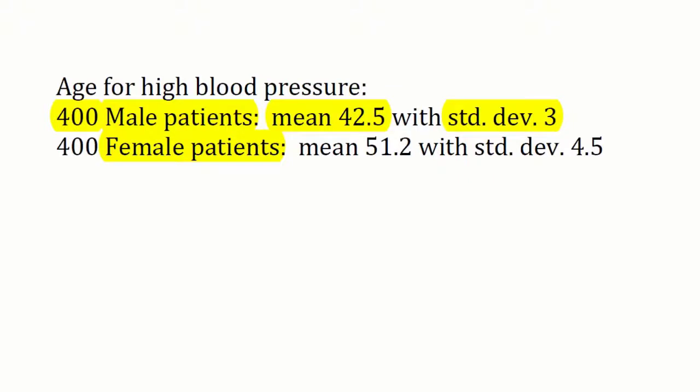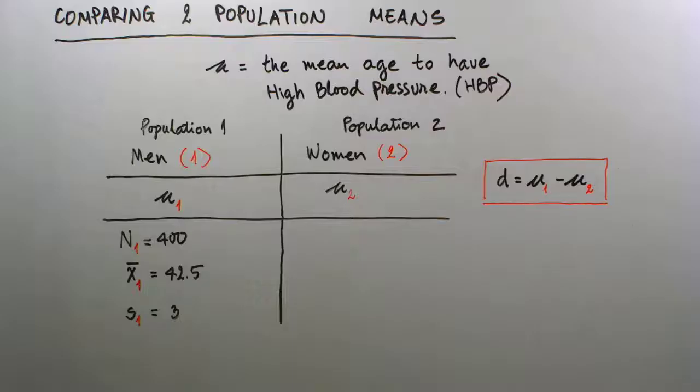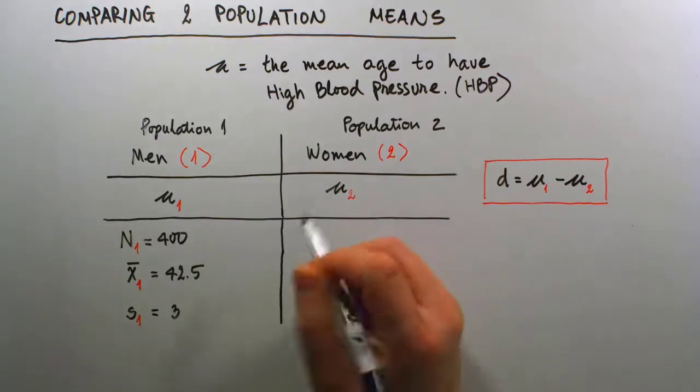And so quickly on the computer screen, we also collect 400 female patients. That's the sample size we have, and from that, somebody calculated the sample mean for us being 51.2. So what it says here is that in this sample of 400 female patients, we found that their mean age to reach high blood pressure was 51.2 years old, and the standard deviation there is 4.5. So all the information here is sampling information. They're all sampling statistics.